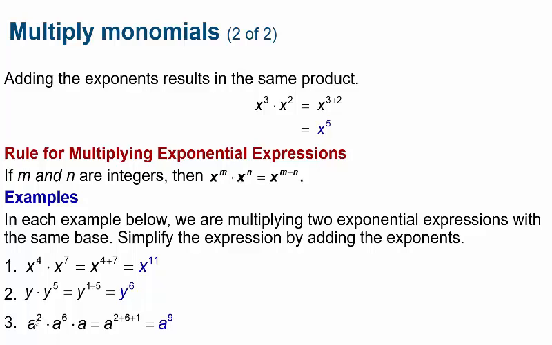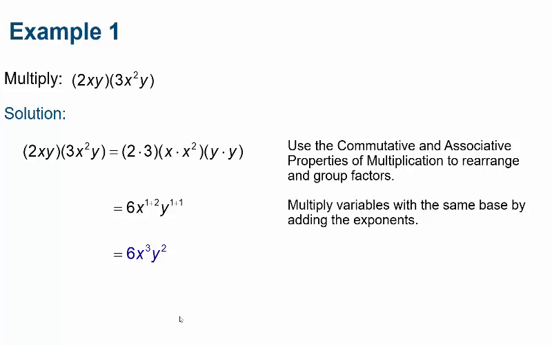You can do this when you have more than 2. So a squared times a to the 6th times a. Well, the bases are all the same, so just add the exponents. This would be 2 plus 6 plus 1. This simplifies to a to the 9th power. All right, let's try a harder one here.